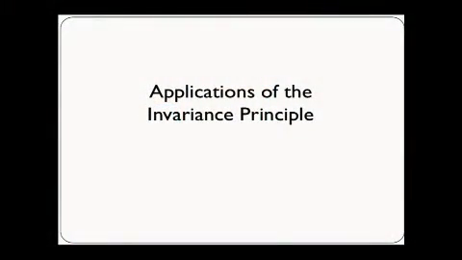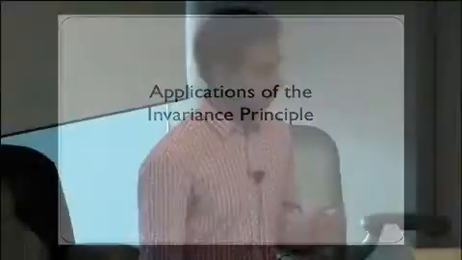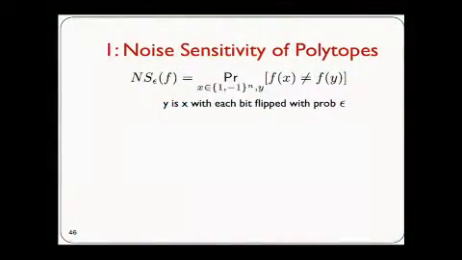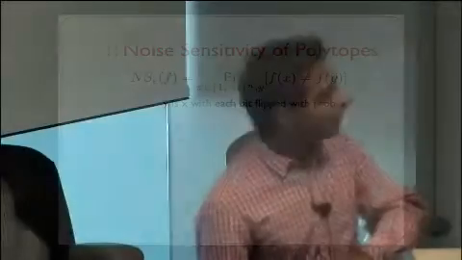And instead, I'll talk about a few applications of this invariance principle. The first application is to bounding the noise sensitivity of polytopes. Given a Boolean function f, the noise sensitivity of f with some error epsilon is the probability that f changes sign when you take a random point and flip each bit of that random point independently with some probability epsilon.